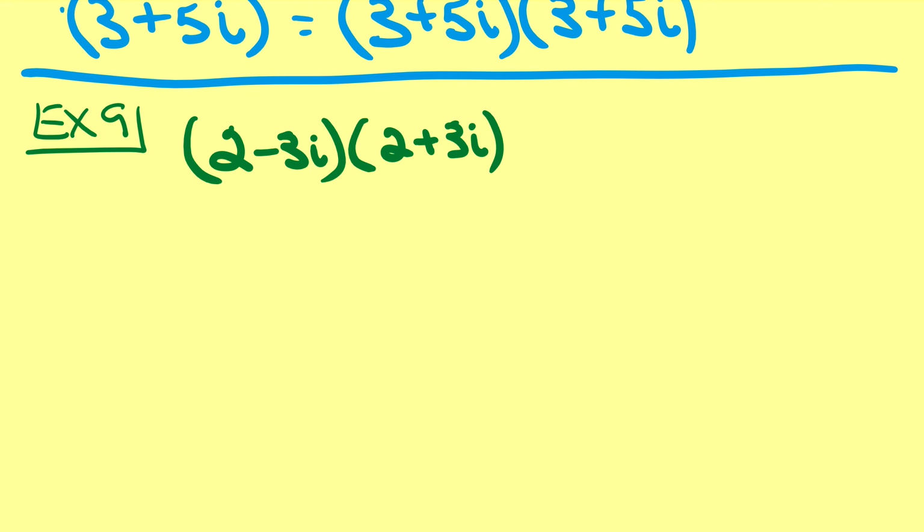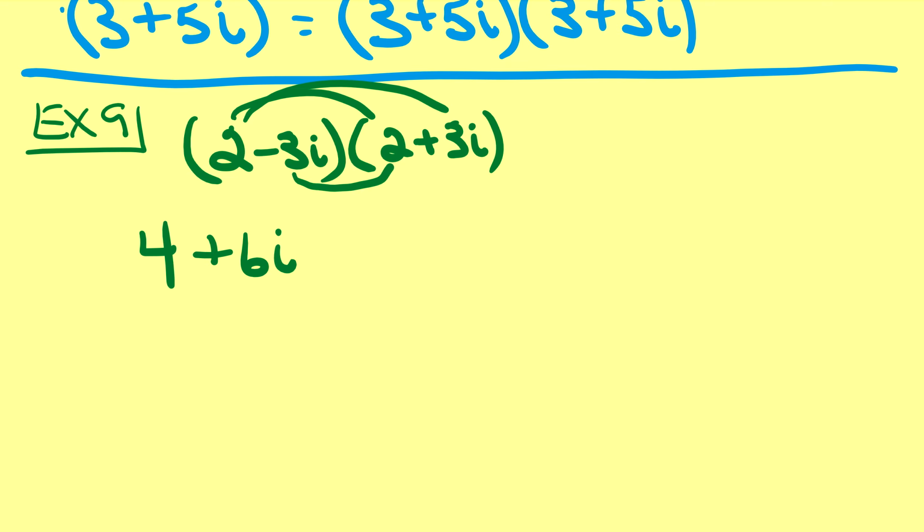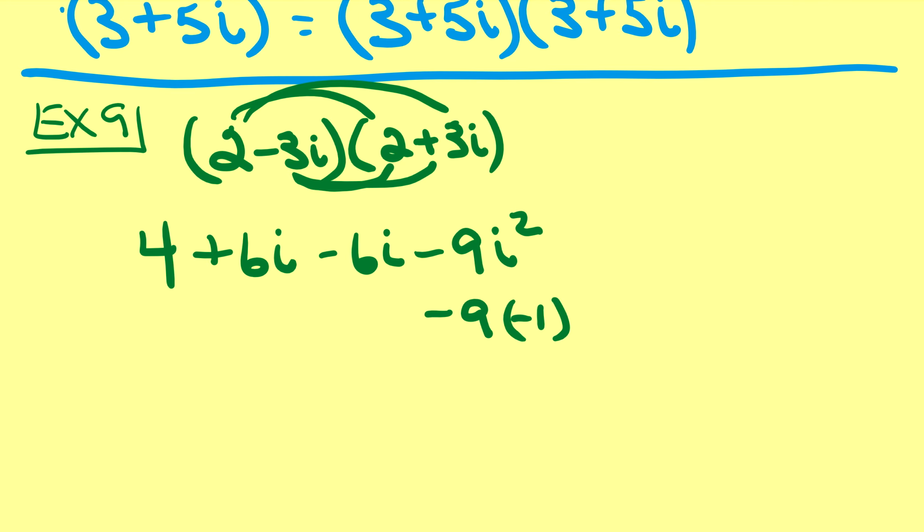Let's just FOIL it. So here I got 2 times 2 is 4. 2 times 3i is positive 6i. Negative 3 times 2 is negative 6i. And then negative 3i times 3i is negative 9i squared. And there's that i squared again. So you know that's going to be minus 9 times negative 1. And that's going to change to positive 9.